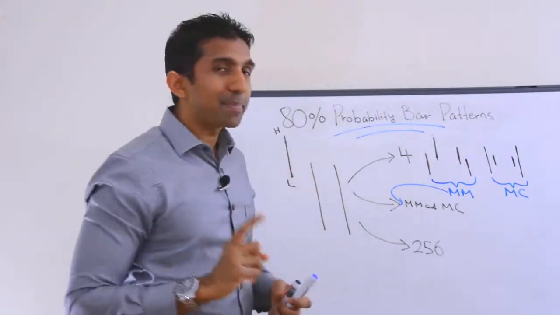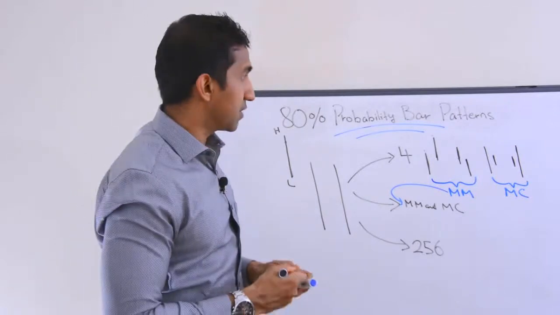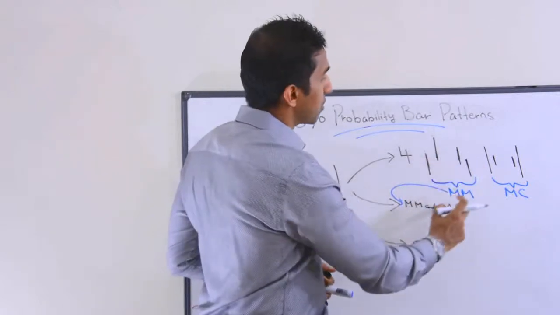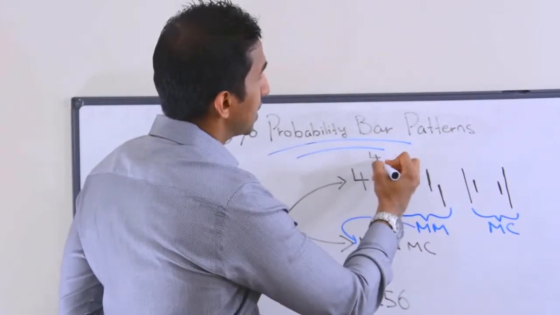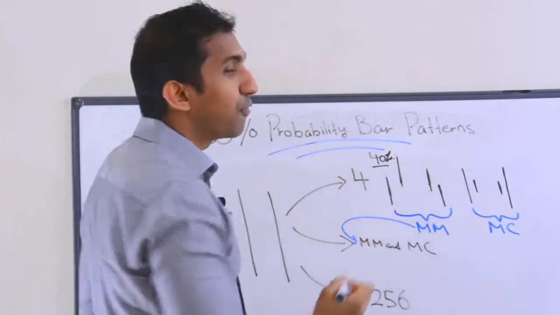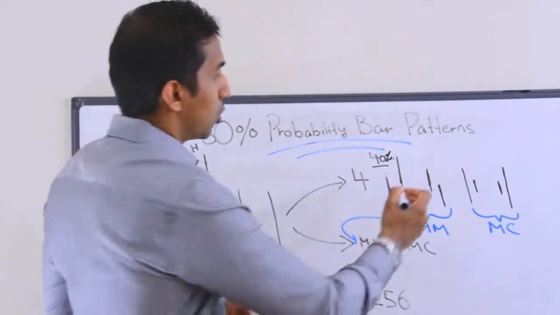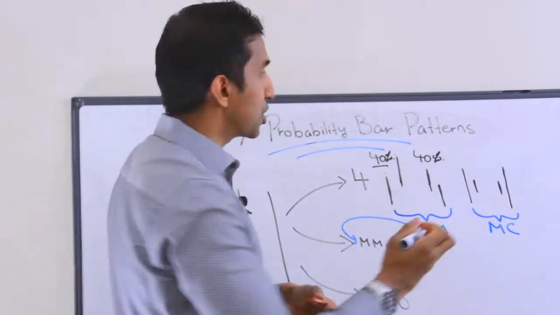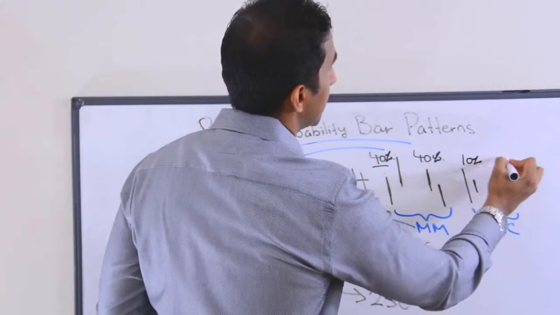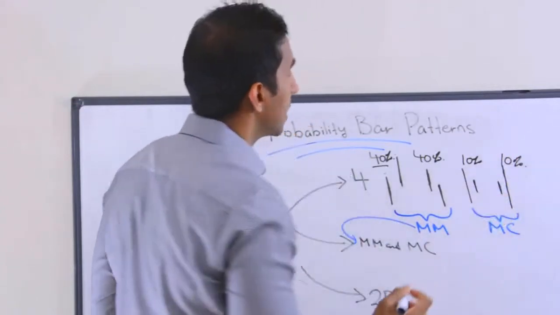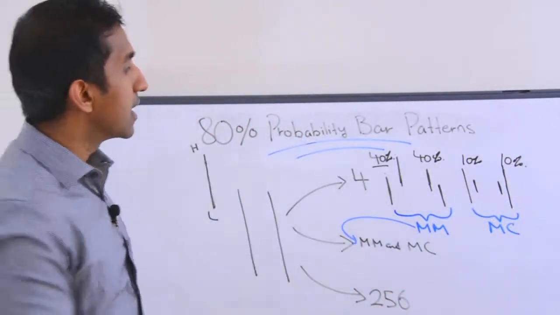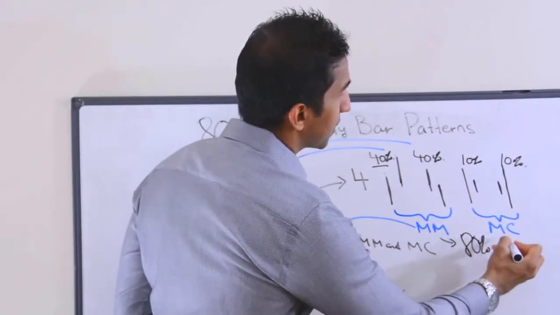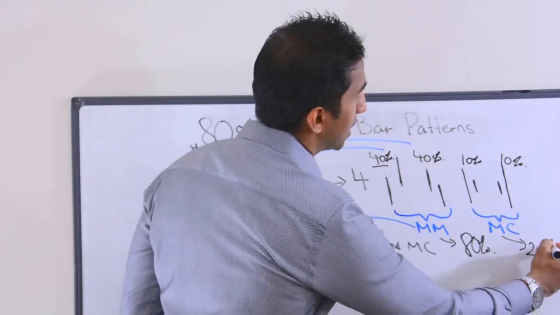Now, in terms of percentages, this is very important, you'll be very keen to know that. In terms of this market momentum, higher highs, higher lows happens 40% of the time. Lower lows, lower highs happen another 40% of the time. And finally, market compressions happen 10% each of the time. So what we actually have is market momentum happens 80% of the time, and market compression altogether happens 20%.